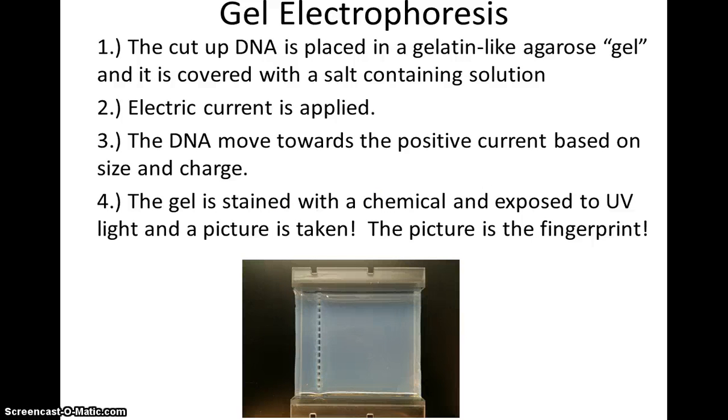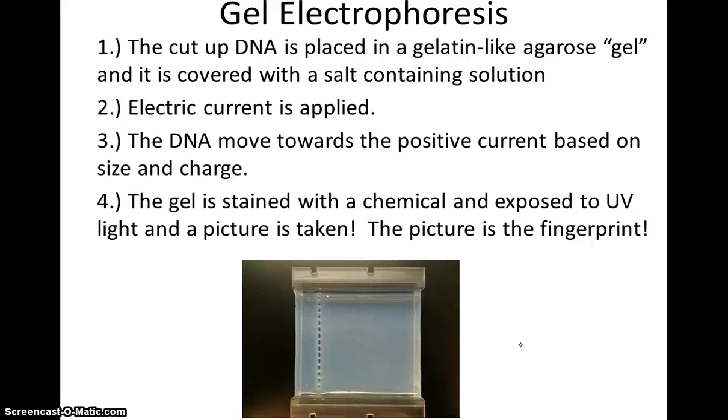So in gel electrophoresis, what's going to happen is that cut up DNA that was cut up with those restriction enzymes is placed in something called an agarose gel. And this looks like Jell-O pretty much. It's made of a substance that's very similar to Jell-O. And there's an agarose gel down here at the bottom right here. So that's what it looks like before you do anything to it. You cover this with a salt solution because you are going to then run an electric current through it, and salt helps to conduct electricity.